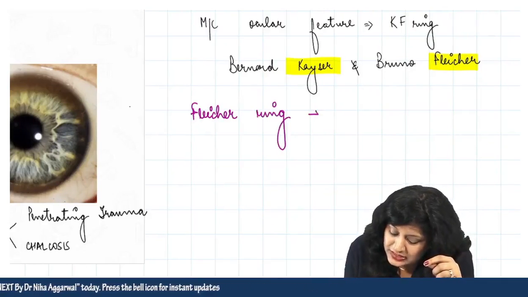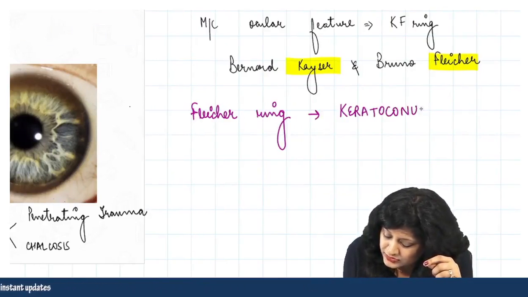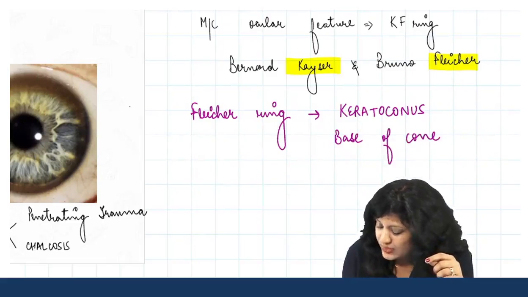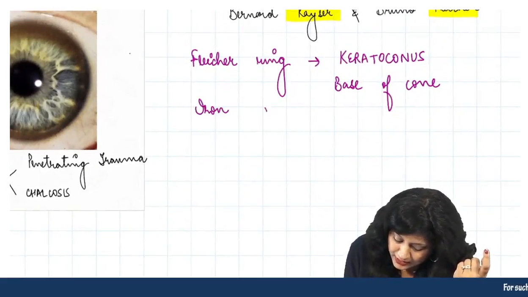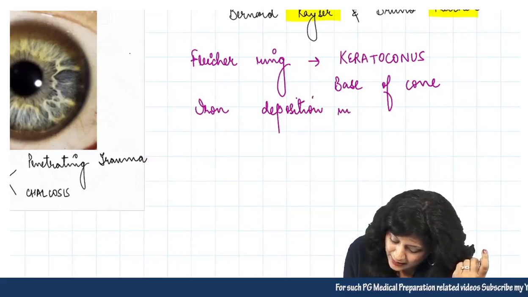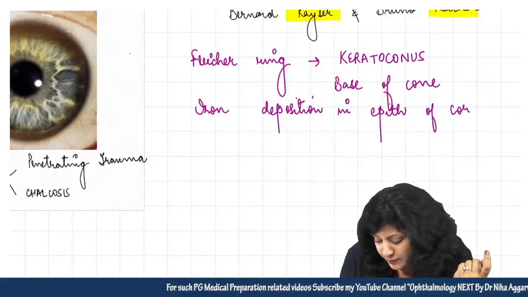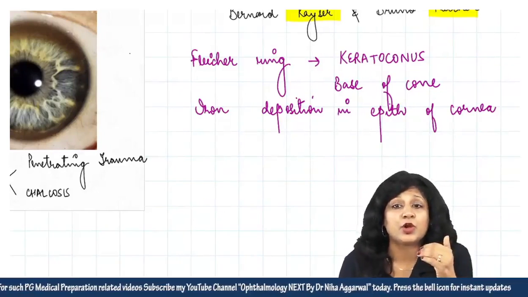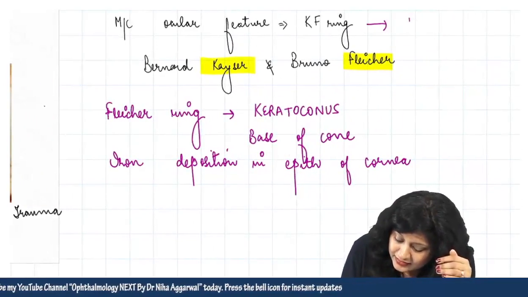Fleischer ring is found in keratoconus. In keratoconus, we get it at the base of the cone. At the base of the cone, what kind of deposition do we have? Iron deposition. Here you have the iron deposition, and in which layer? In the epithelium. See, these depositions are always very important with respect to the layers of the cornea. Like if you talk about this KF ring, we get it in the Descemet's membrane.